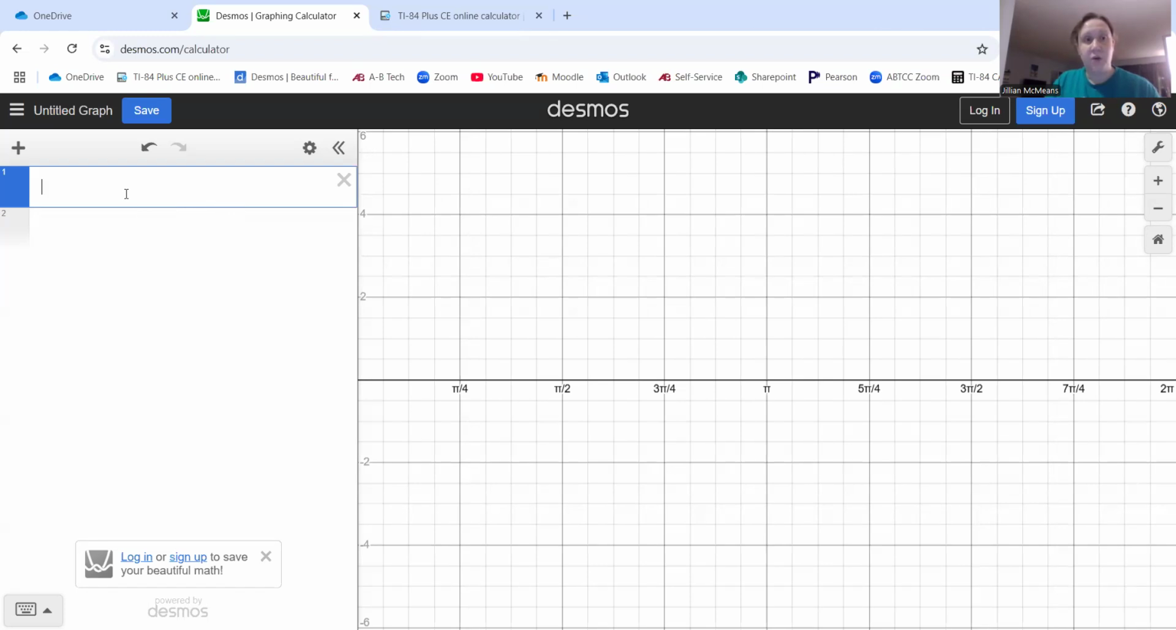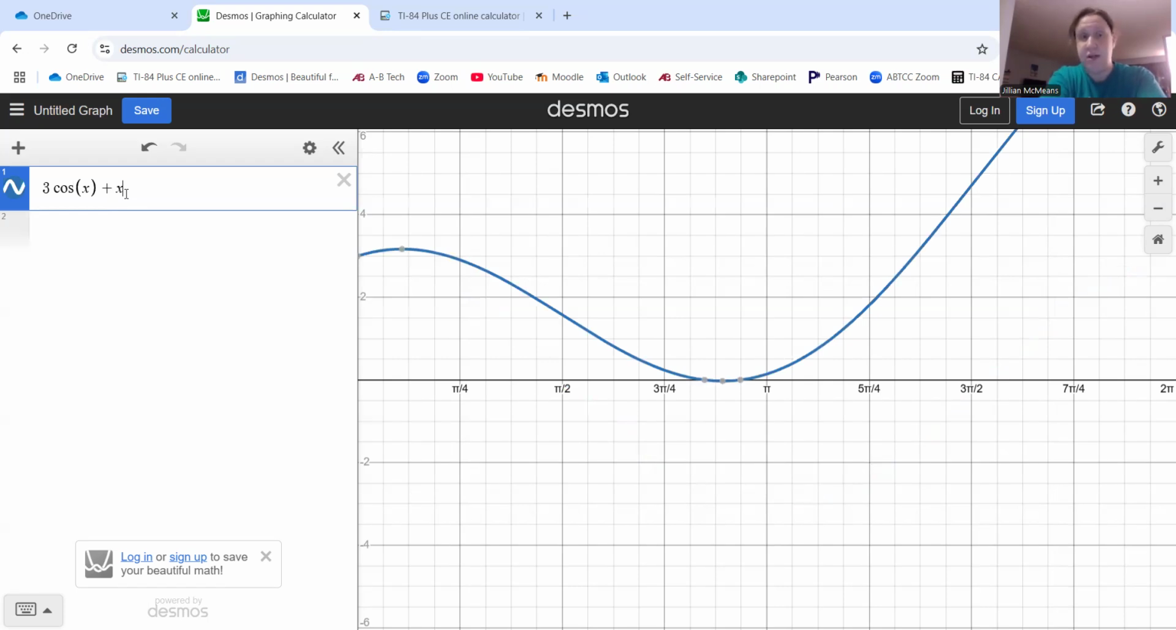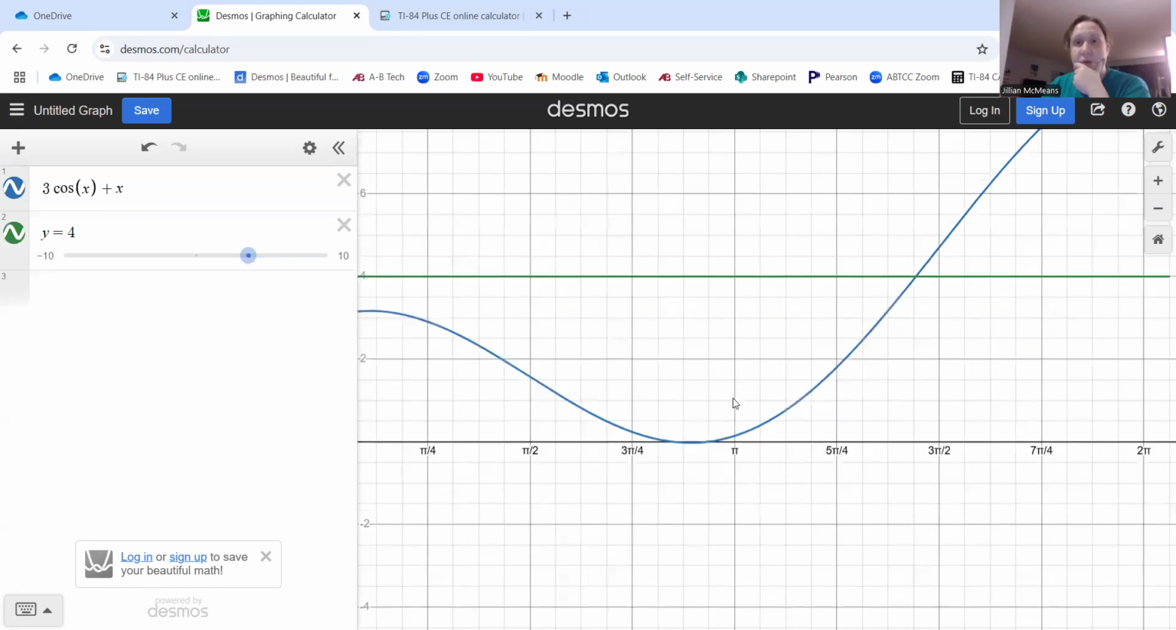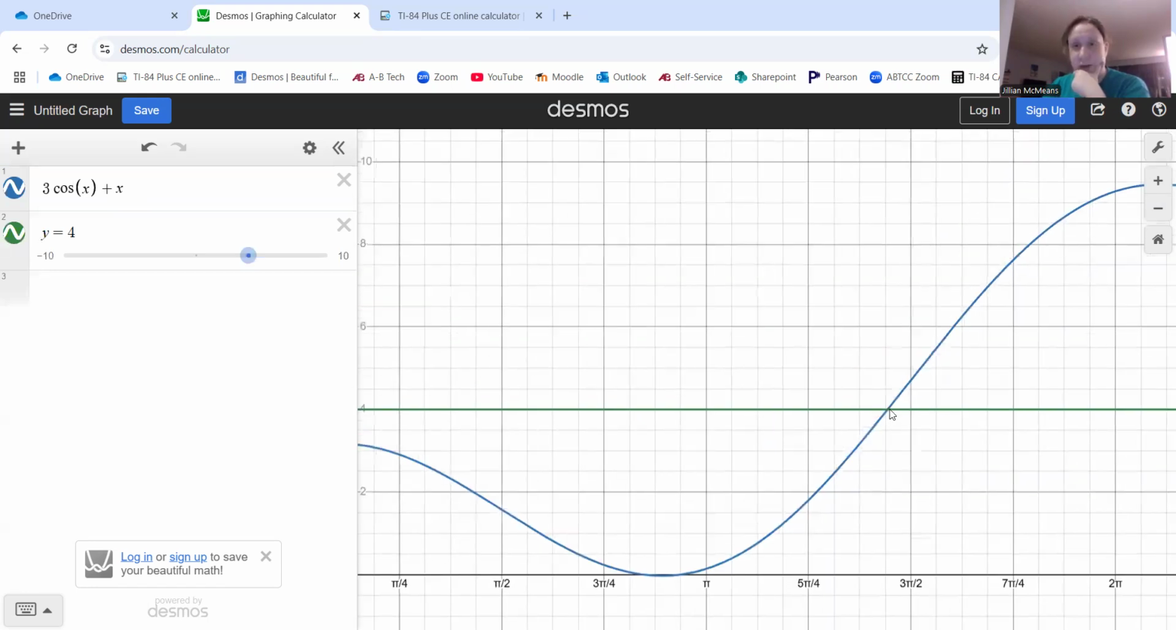So for the first equation, we're going to graph 3 times cosine x, and then we want to go plus x. And then we want to see when this intersects the line y equals 4, because the original equation is equal to 4. Well, we have the graph right here, and this point right here is 4.53358 comma 4. So if we were to solve this equation for x, and I think it said to round to 2 decimal places, we would say x equals 4.53, we're good to go.